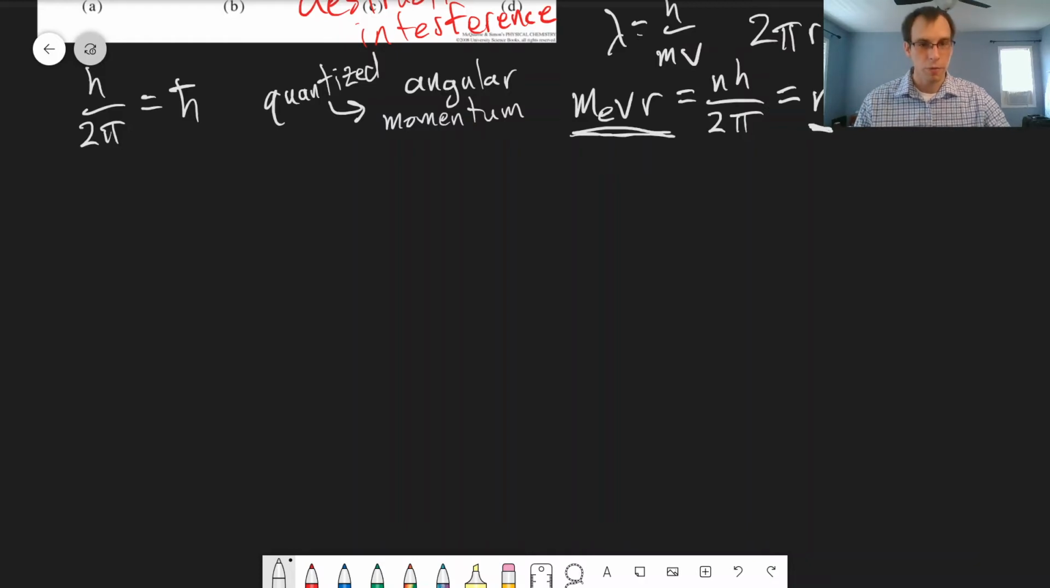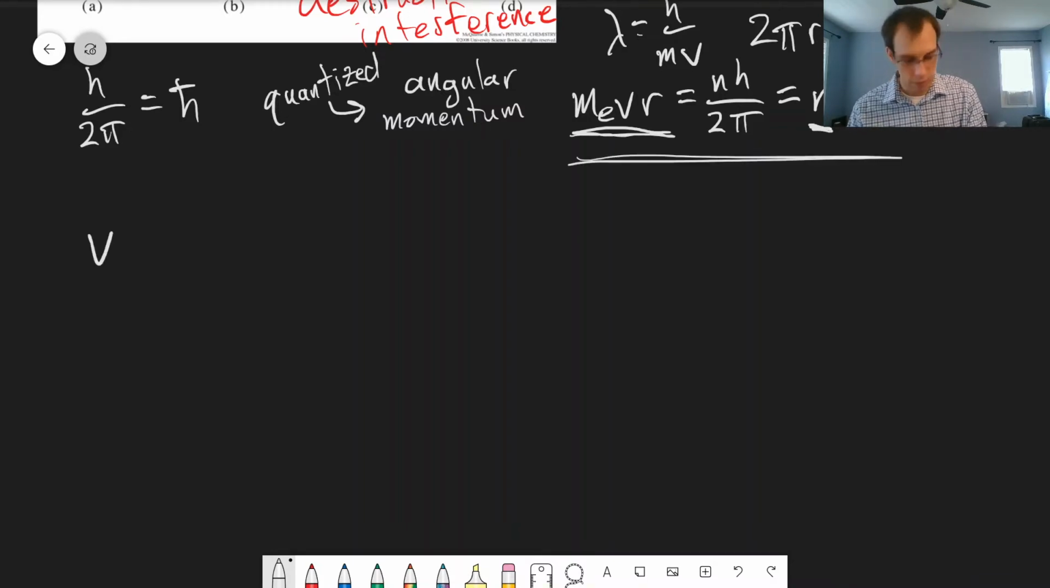So continuing on from where we left off, the angular momentum of the electron in the hydrogen atom is quantized according to Bohr's model. That lets us solve for the velocity of the electron. So we can rearrange this equation we have over here, and the velocity is going to be equal to n h bar over the mass of the electron times r.